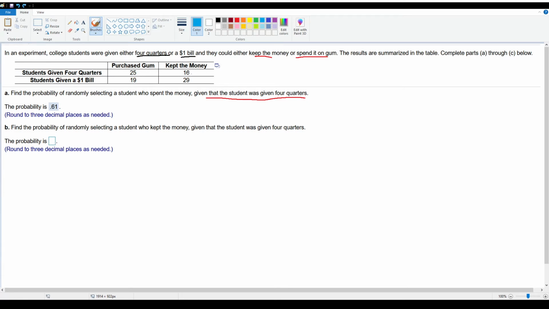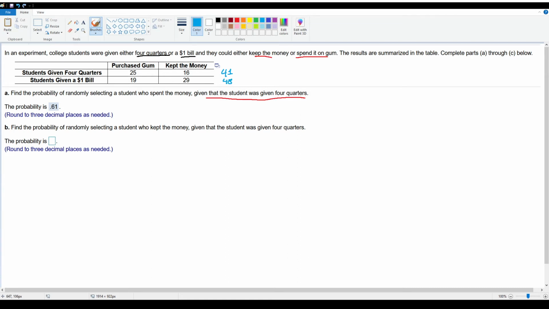So for the rows, we're going to have 25 students with 4 quarters who purchased gum and 16 students who were given 4 quarters who kept the money. And in total, that's going to be 41. Then for the students who were given a $1 bill, 19 of them purchased gum, and 29 of them kept the money. So that's going to be 48.